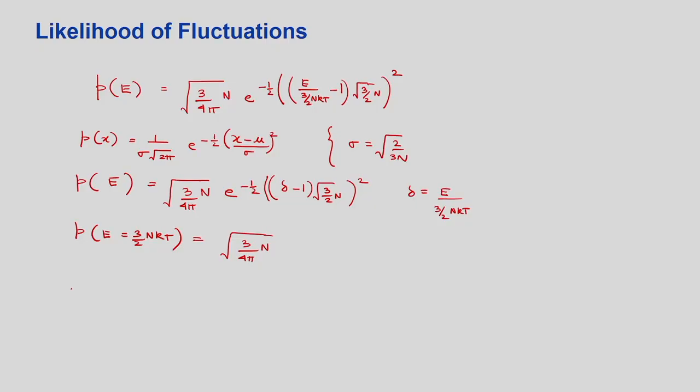Now, I can write down the probability of the state at 3/2 nkT. This root over 3/(4πn) is nothing but the probability of locating a state with energy 3/2 nkT, multiplied by the exponential term. This is the way you write the probability. So, this is a very important term. This will give you access to the probability distribution. So, let us see what this means.